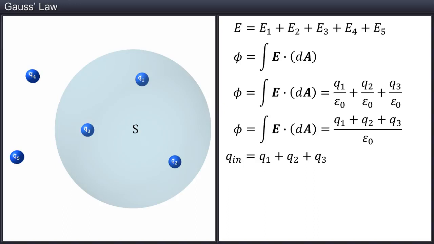Now the above equation for net flux can be written as phi is equal to integral E dot dA, which is equal to Qn by epsilon naught. Let this be equation 6.